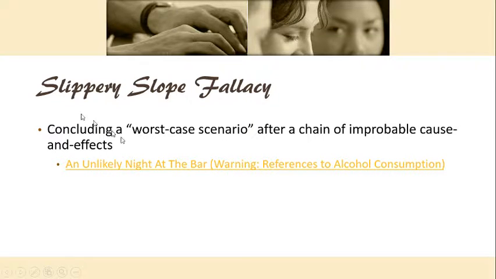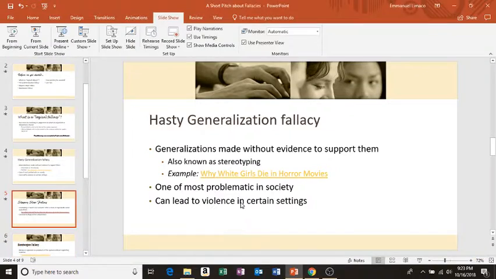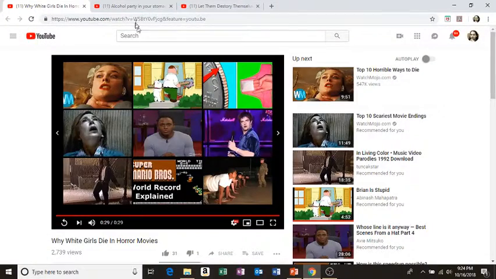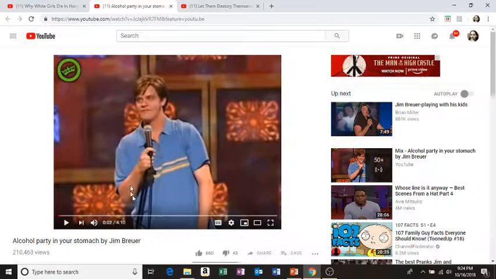And I do want to warn anybody who is watching, if you are sensitive to any type of material that has to do with alcohol consumption, or if you're in recovery, I am in no way condoning the consuming of alcoholic beverages. Again, this is only meant to be educational, and this is only meant to show an example of this fallacy.